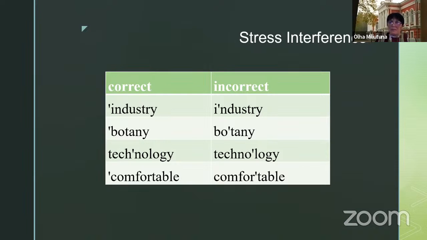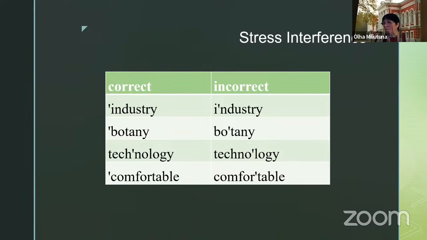Well, another problem is the stress interference of the Ukrainian language. A speaker may have some troubles with the stress patterns of words in the second language because they have been influenced by the pronunciation patterns of their first language.